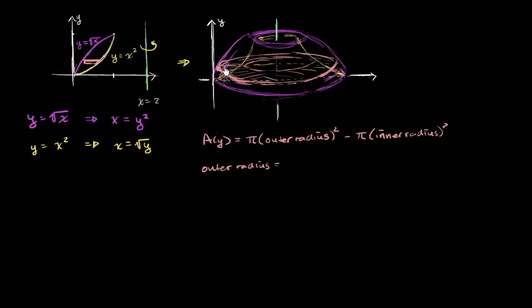So it's this entire distance right over here. Essentially, the horizontal distance between our vertical line and our outer function. If you think about it in terms of x, it's going to be 2 minus whatever the x value is right over here. So the x value right over here is going to be y squared.